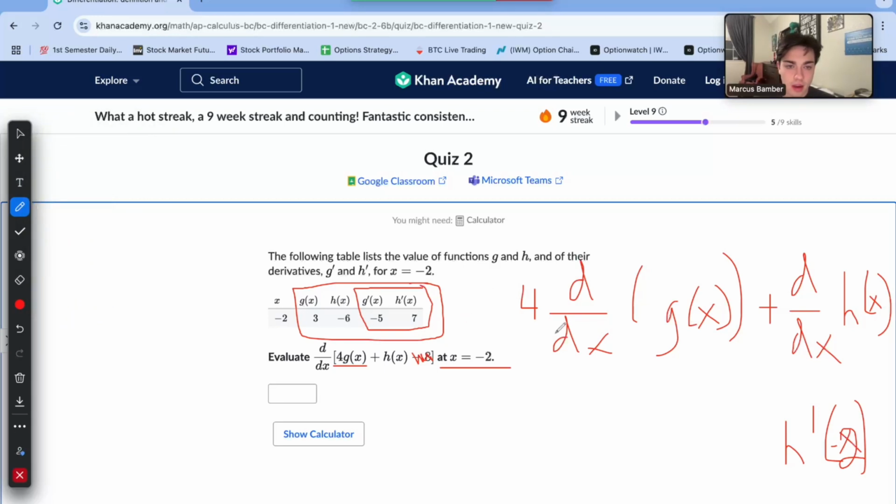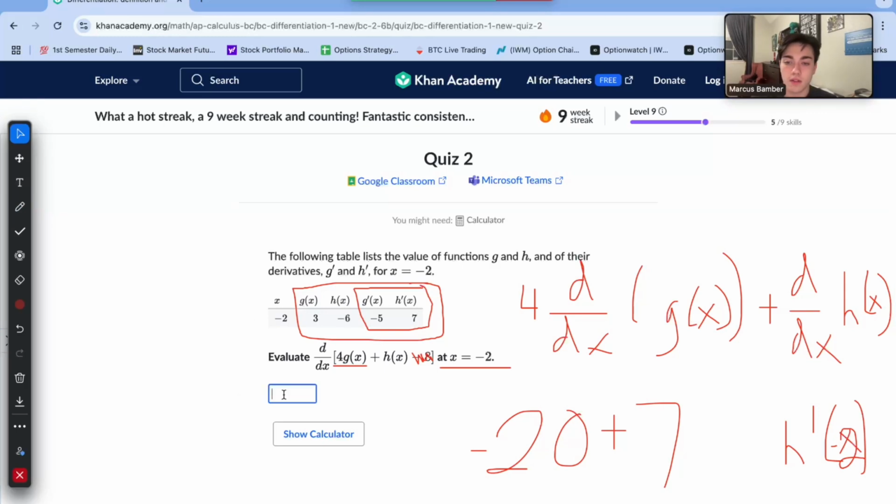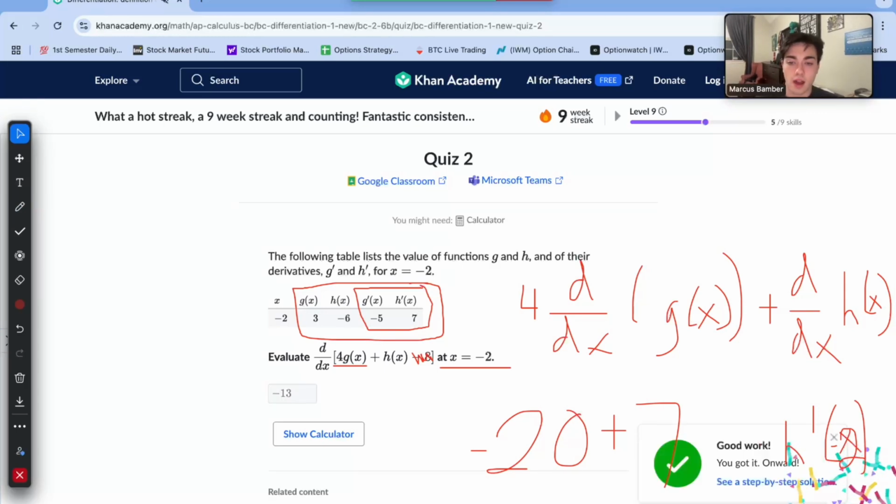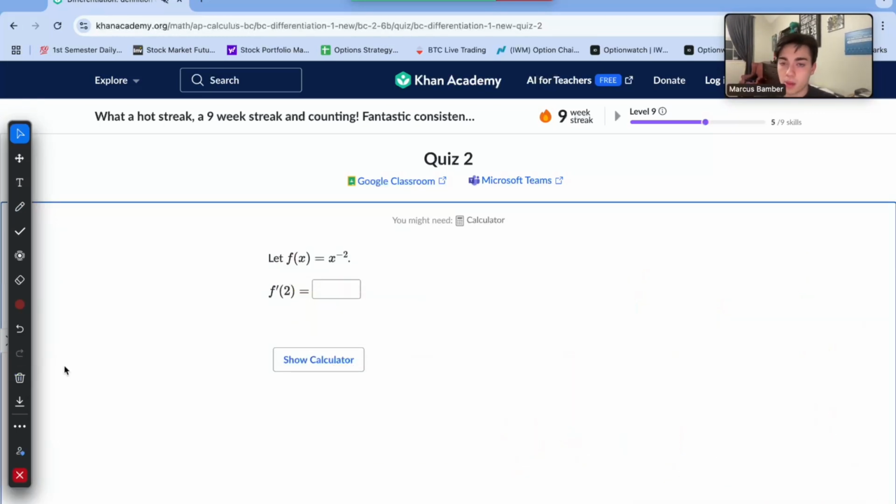So we're going to take negative 5, multiply it with the 4 to get negative 20. And then we are going to take the derivative of h of x at x is equal to negative 2, which is 7. And we're going to add those together. Negative 20 plus 7 is negative 13. So that is the evaluation for this a little bit more complex derivative.